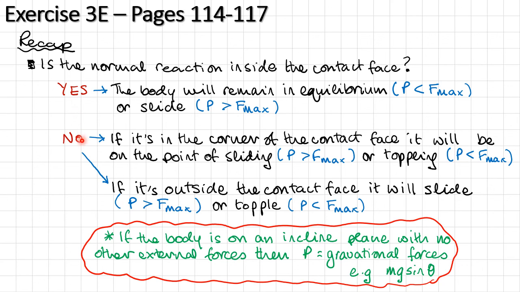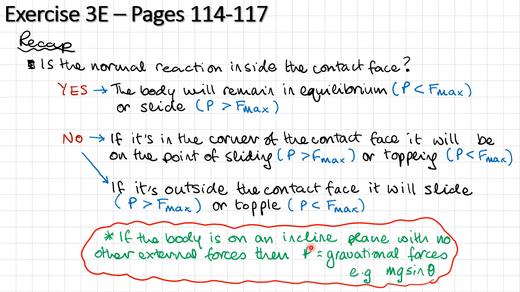If the normal reaction is in the corner of the contact face, I suppose technically it's still inside, but if it's in the corner, it will be on the point of sliding if the pulling force is greater than the maximum frictional force, or toppling if the pulling force is less than the maximum frictional force. And lastly, if the line of action, basically the normal reaction, is outside of the contact face, it will slide if the pulling force is greater than the frictional force, or it will topple if that pulling force is less than the maximum frictional force.